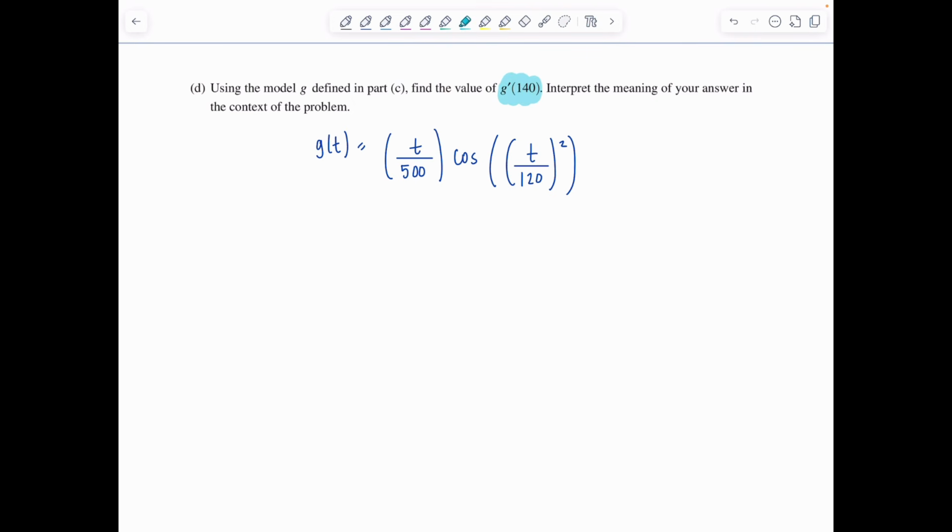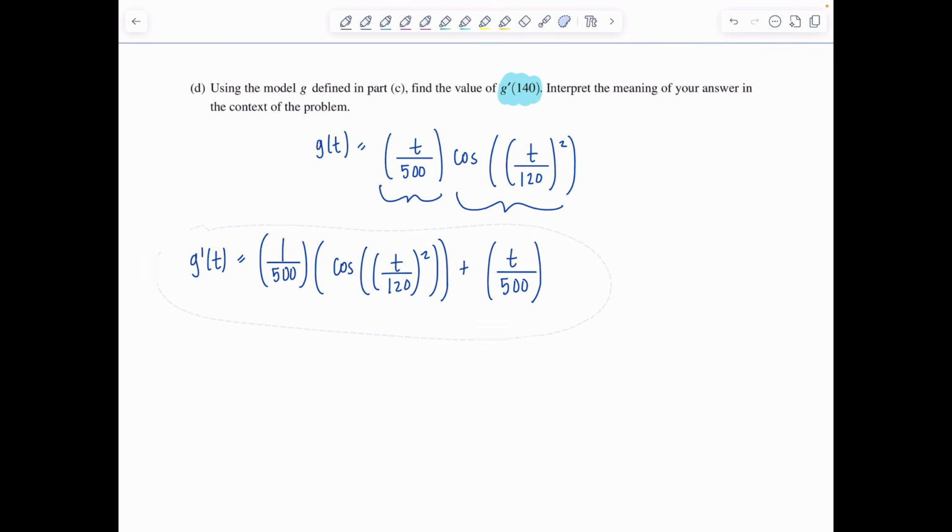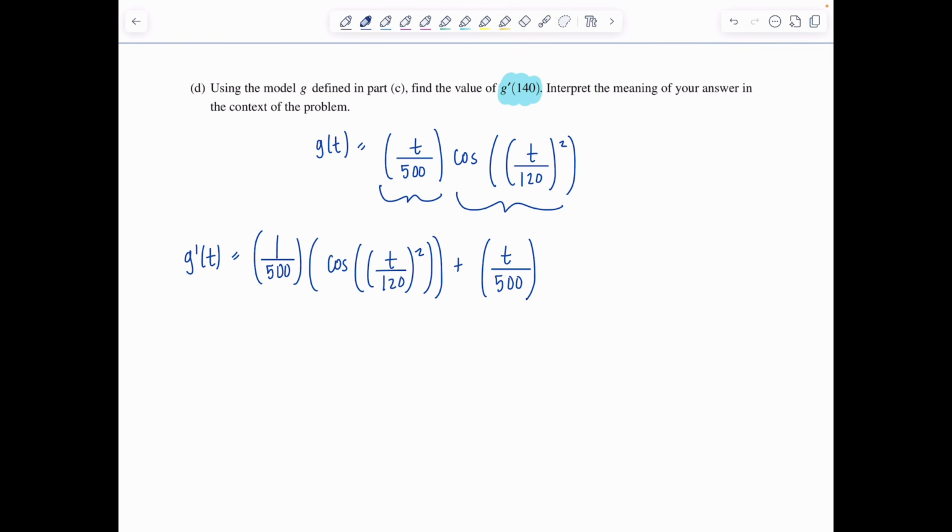Well, first let's find G prime of T, and I have to use the product rule. So here's one function, here's another function. So first, derivative of T over 500, that would just be 1 over 500, and then leave the other function alone. So we have cosine of T over 120 squared, plus, now I leave T over 500 alone, and then I have to multiply by the derivative of the other function. So derivative of cosine something is negative sine the something, right?